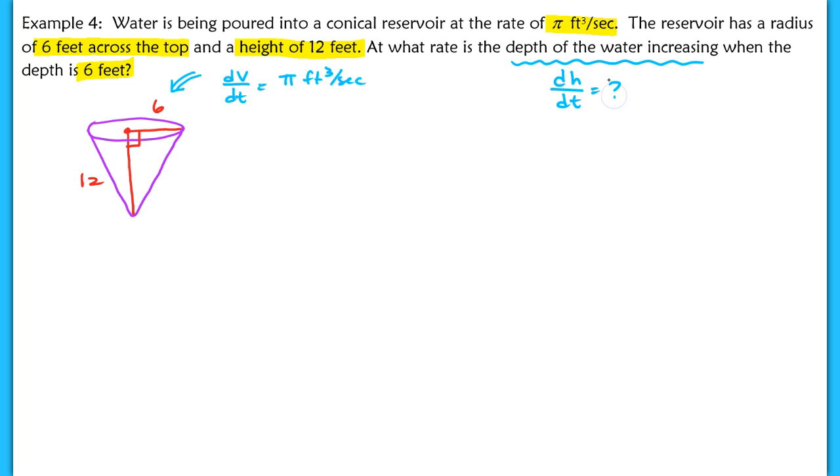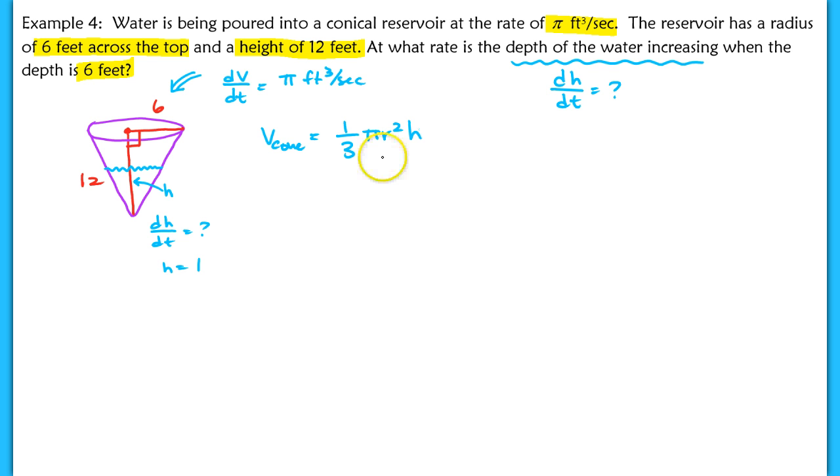Okay, so let's label h here. Let's draw in some water. So h is this segment length here, and we want to know dh/dt when the depth or the height is 6. Now to come up with an equation that will relate our variables, let's look at the volume of this water. Now the volume of the water is the volume of the cone. So in this case, the volume of a cone is found by taking 1/3 times pi r squared times h.